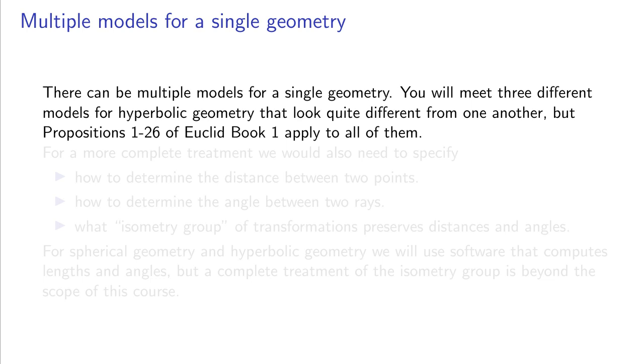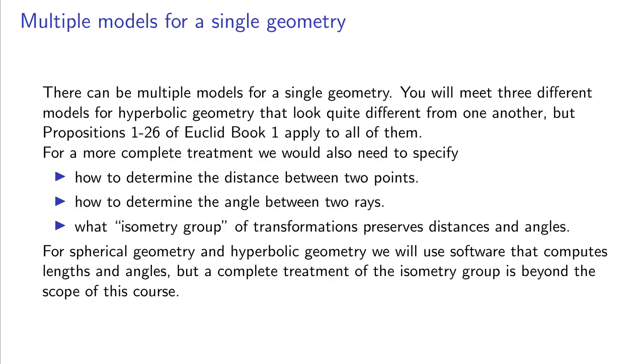If we wanted to do this in substantially more detail, which I do when I teach the classical geometry course during the academic year at Harvard, I'd need to specify for each geometry, given 2 points, how to determine the distance between them, given 2 rays, how to determine the angle between them, and most complicated, what sort of transformations preserve distances and angles. In Euclidean geometry, we have rotations, reflections, and translations, but this gets quite complicated in other geometries. We will be able to compute numerical measures of lengths and angles by using our R software, but doing a complete treatment of the isometry group, which was Klein's great contribution to geometry, is beyond the scope of this course.